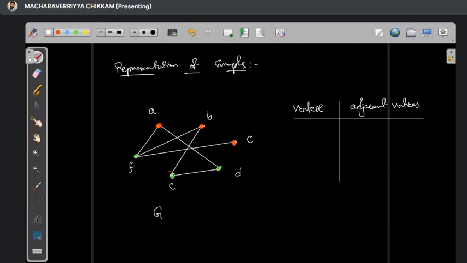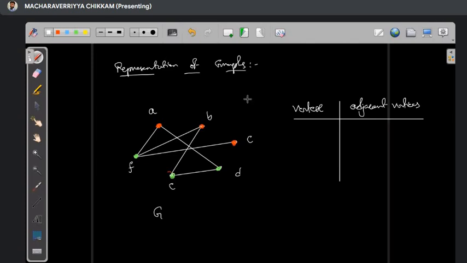Let's say you are given a graph like this. Now how to represent the same graph in another way? It's not about just redrawing. Like if you give me the information, you can draw this graph with that information. Now we are going to collect information in terms of adjacent vertex.